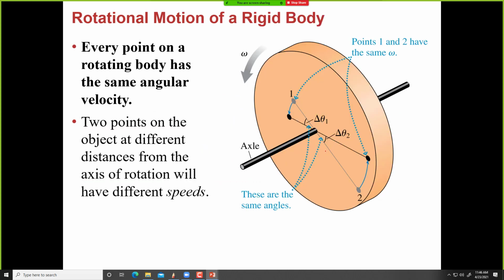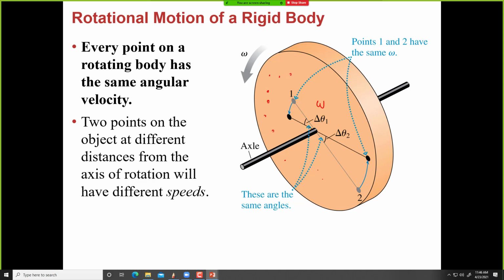So when an object is rotating about some fixed axis, we know it's described by theta or omega. And omega is basically how much angle it covers in a unit of time. And if we consider a rigid body like this one, it is made up of zillions of particles.